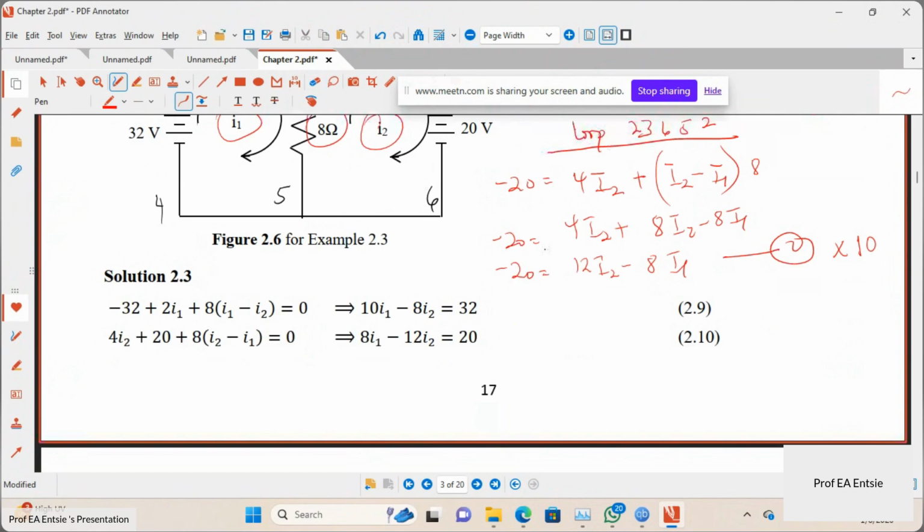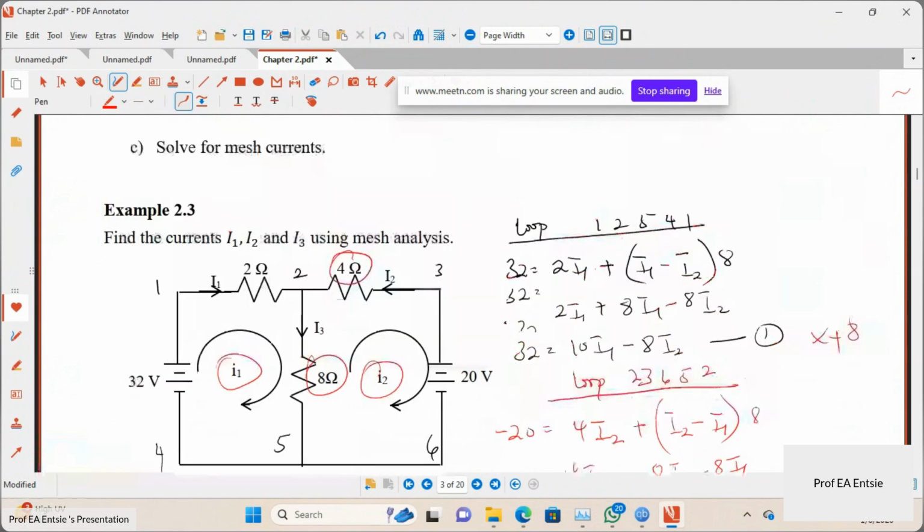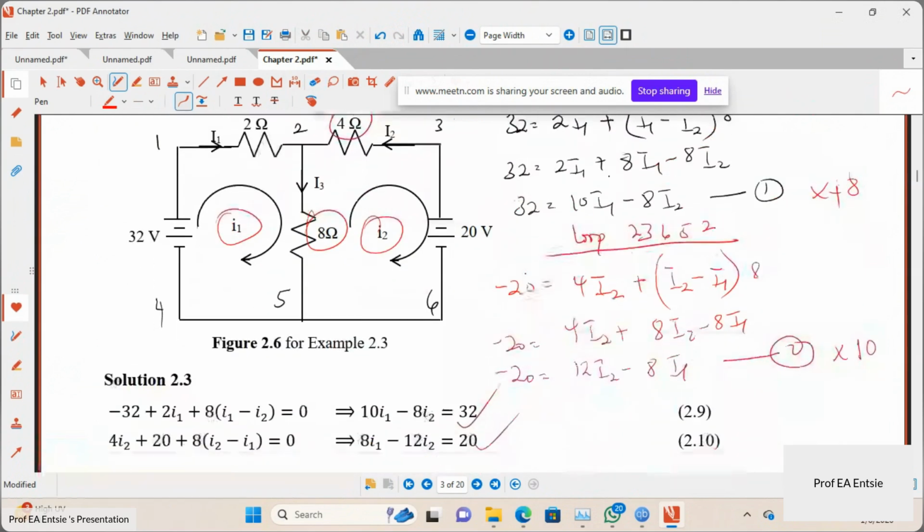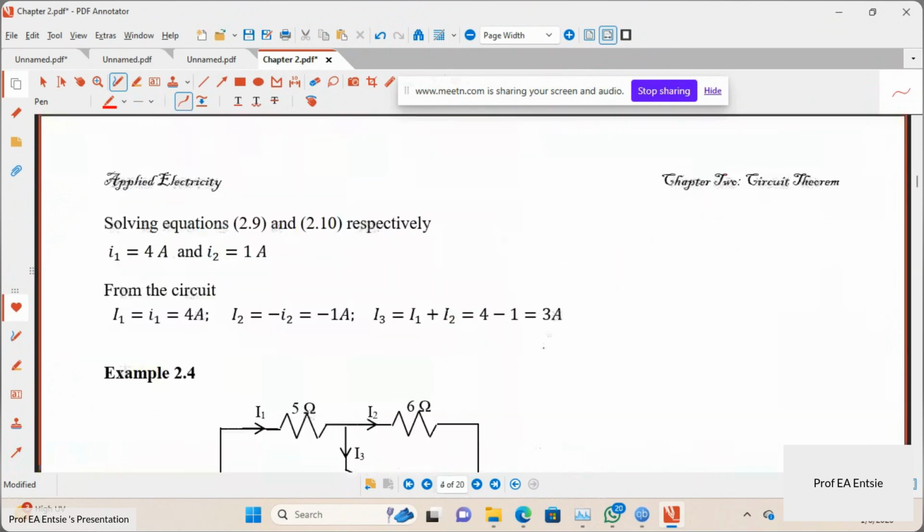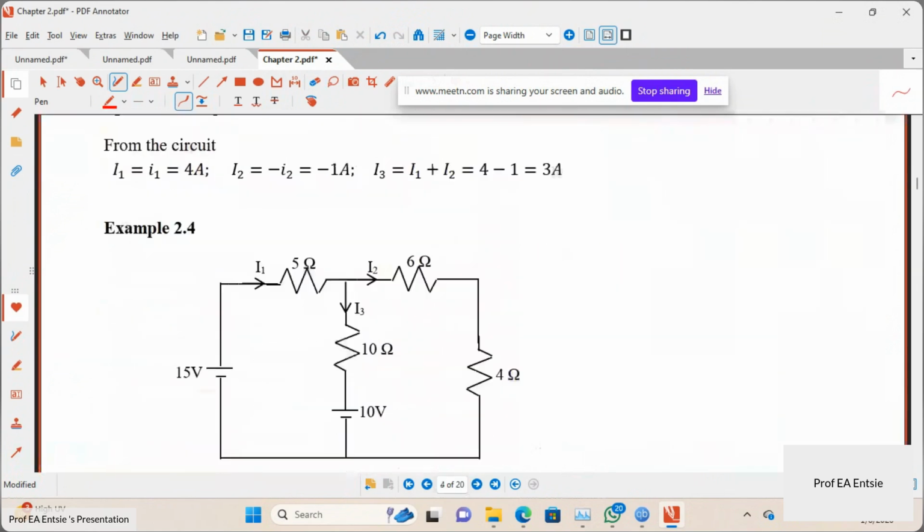So these are the equations I had. Basically that's what they also had. 10 I1 minus 8 I2 equals 32, which is here. Then this is the same as this, because if I multiply equation 2 with negative 1, I'm going to get 20 equals minus 12I2 plus 8I1, which is the same as this. So basically that's how it is done.